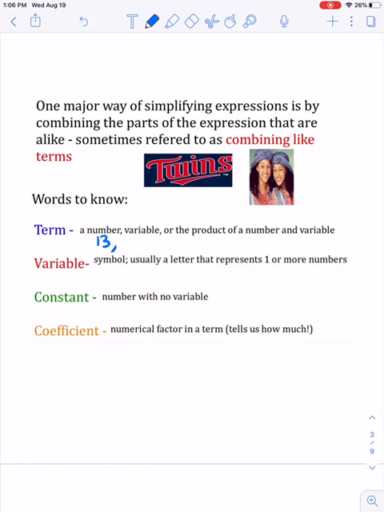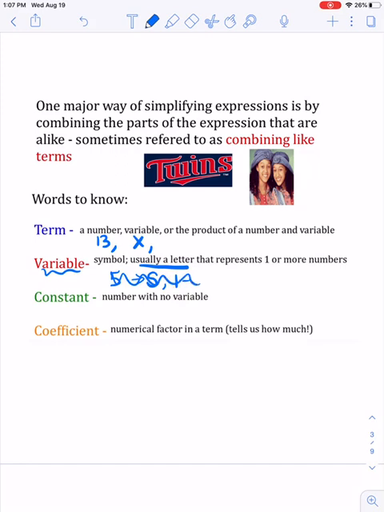Remember, a variable is some symbol. It's usually a letter that represents one or more numbers, right? It's some unknown number. A lot of times we use X in math, but it really could be any letter. Letters that we generally avoid, though, are letters like S and L, because depending if your handwriting's sloppy, S could look like a 5, right? That could be confusing. And L could look like a 1. So those are ones we generally avoid, but really it can be any letter.